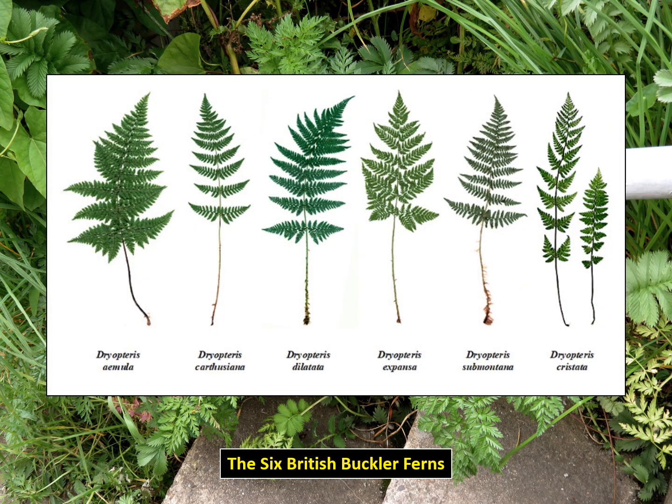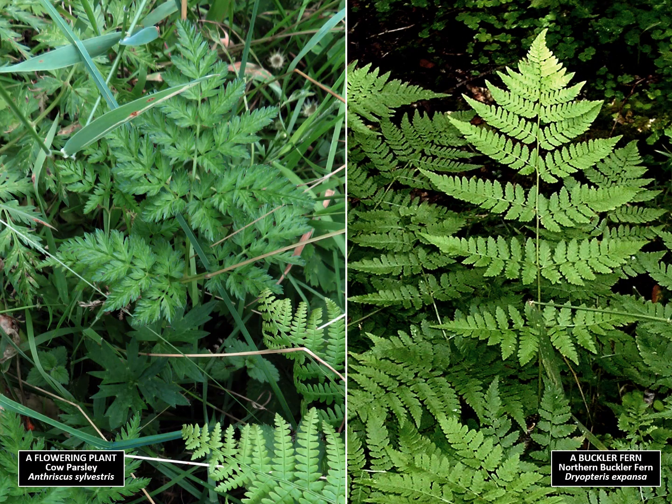But be warned, not put off I hope, that once you get into identification of the buckler ferns, even without flowering plant confusions, you will still have quite enough on your plate to keep you occupied. Umbellifer leaves are distinctly triangular, while buckler fern fronds are at best only just triangular and usually sub-triangular.